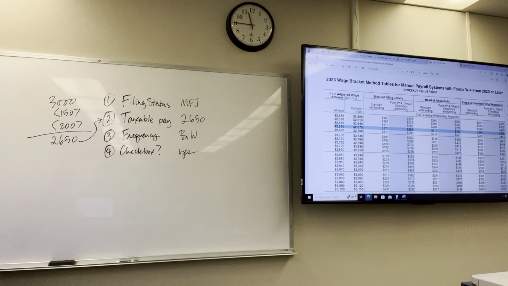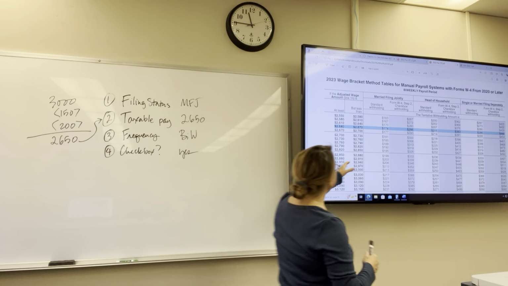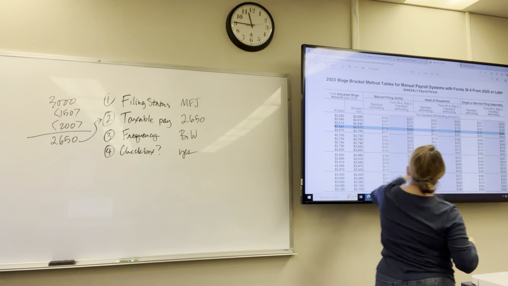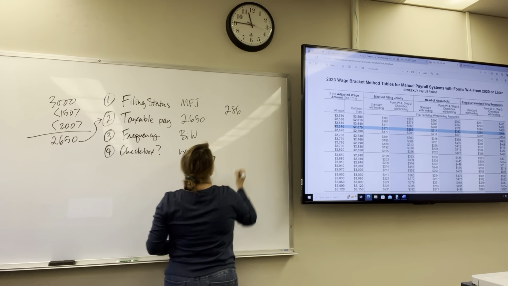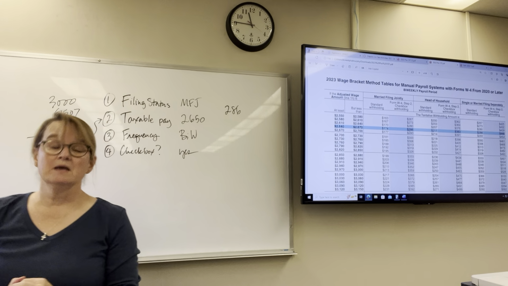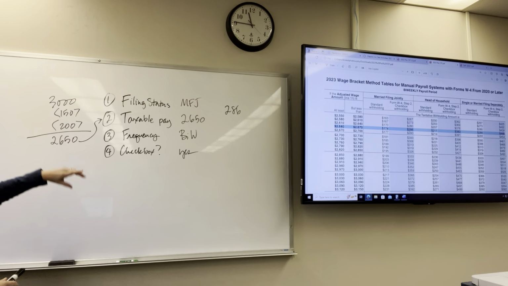Okay. So married filing jointly, yes checkbox. $286. Does that look right? Checkbox withholding, married filing jointly. So 286. We're not done yet though, because she's got those 3 dependents that we have to take into account.